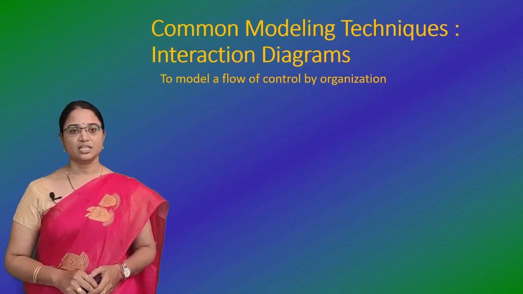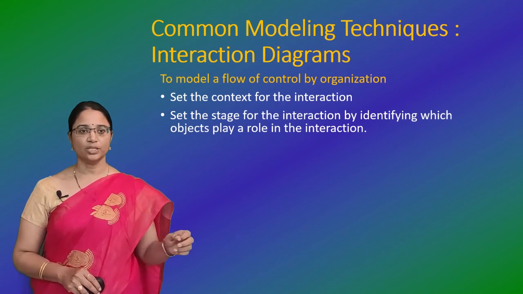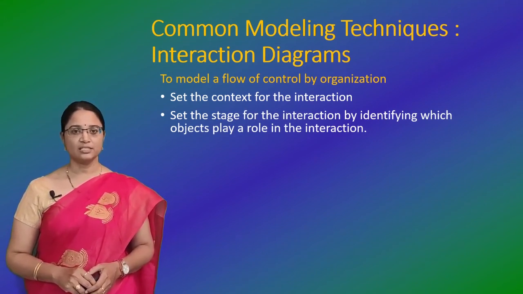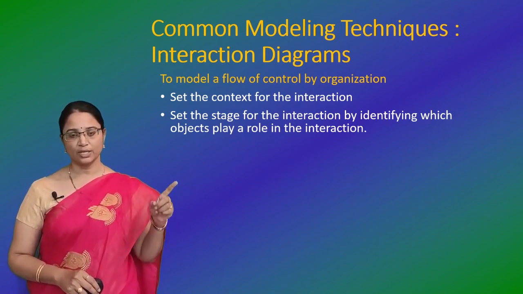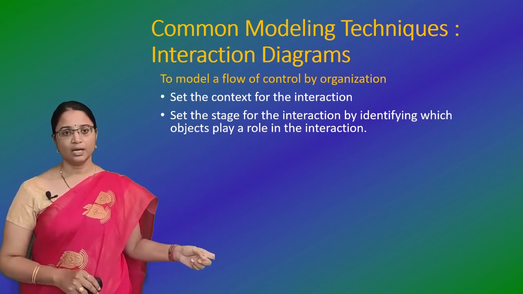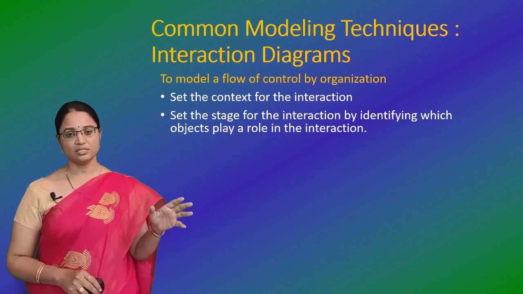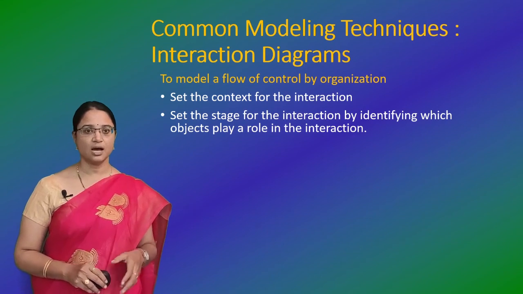Next, set the stage for the interaction by identifying which objects play a role in the interaction. Lay them out on the communication diagram as vertices in a graph. So here in the sequence diagram, we have taken the x-axis as the objects and the y-axis as the lifeline. And here we need to consider it as a graph. Here we need to consider objects as the vertices and draw the links as the arcs.